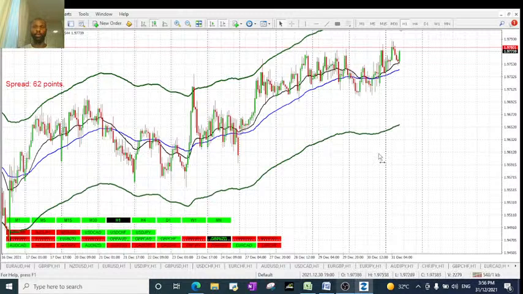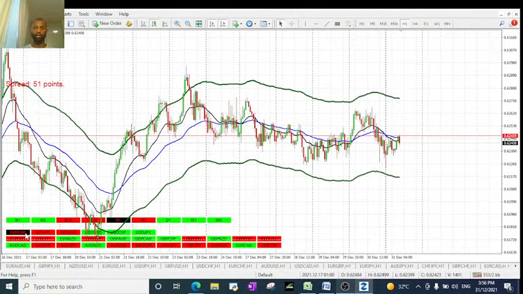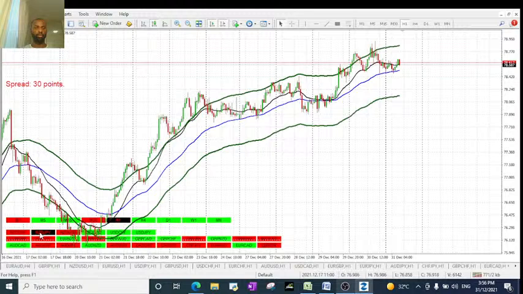Okay, so pound New Zealand starting to move. Spread is crazy though. And the Swiss franc. Let's see.